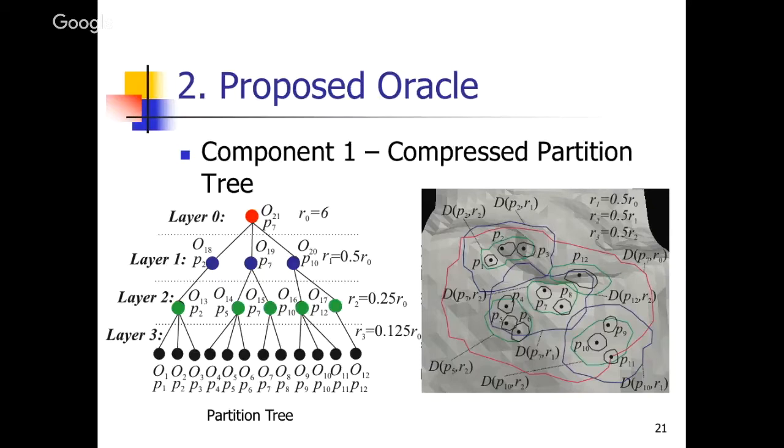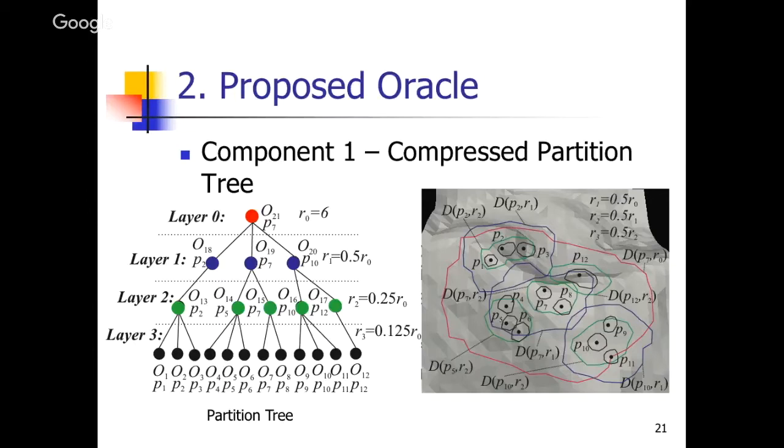Let's say, for example, O21, the red node. Its center is P7, its radius is R0, and its corresponding disk is the red disk, which centers at P7 and whose radius is R0. And then let's consider the node O18, and its center is P2, and its radius is R1. So the corresponding disk of O18 is the blue disk D(P2, R1). Okay.